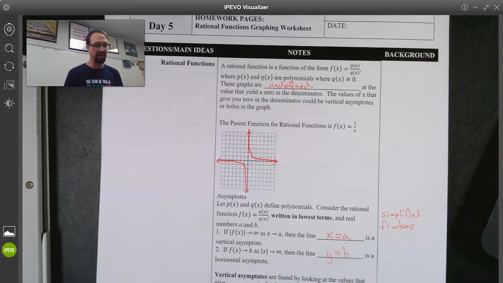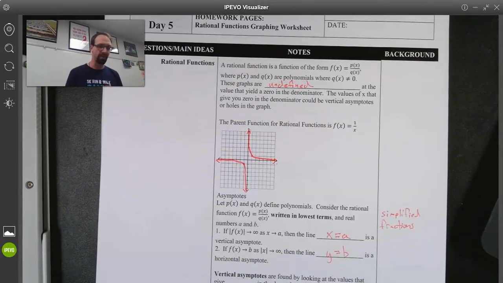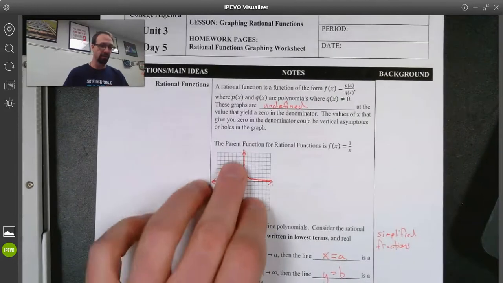Next video, we're going to dive in deeper into the vertical asymptotes and really talk about the difference between a hole and a vertical asymptote like the example that we gave here.